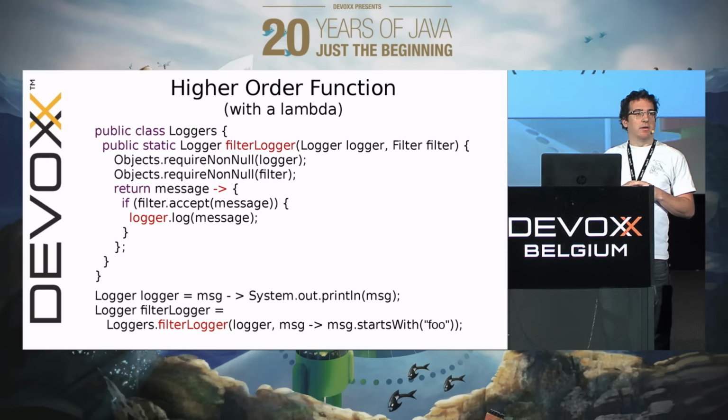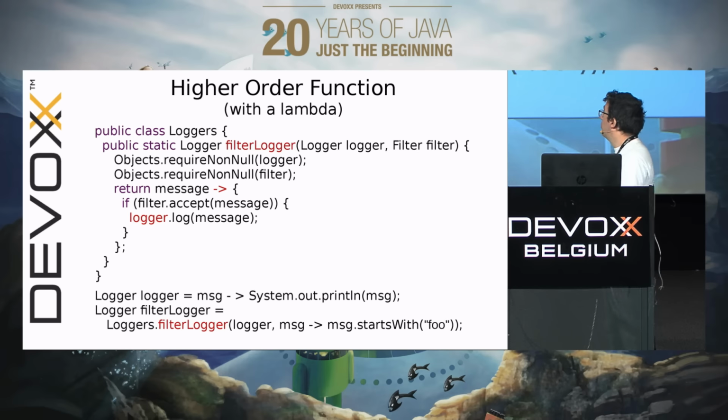This is something that starts to be cool. I have a logger, which is defined as an interface. And I will filter my logger by providing a filter. A filter is also an interface with one method. So I can use a lambda for it.